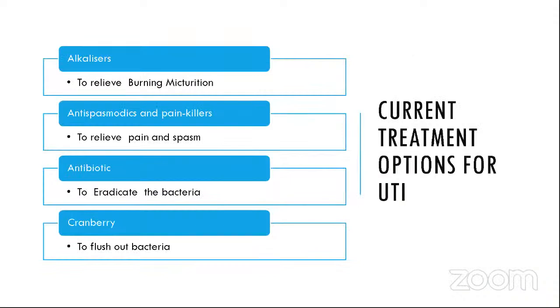Current treatment options for UTI. This treatment is grouped into 4 headings: to relieve burning micturition, we give alkalizers; to relieve pain and spasm, we give antispasmodics and painkillers; to eradicate the bacteria, we give the proper antibiotic according to the culture sensitivity report; and a mechanical way to flush out the bacteria. Nowadays, we are using cranberry.